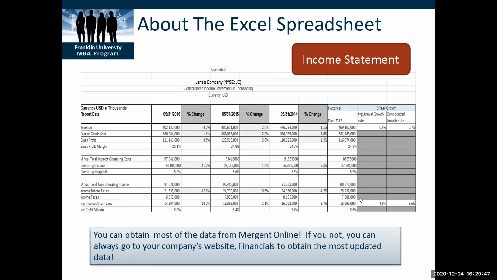Now, the Excel spreadsheet I talked about. In the Excel spreadsheet, you have sheet 1 and sheet 2. I want to let you know that sheet 1 is an example provided to you. It has the numbers and the formulas. That's the example of Jane's company's income statement and balance sheet.